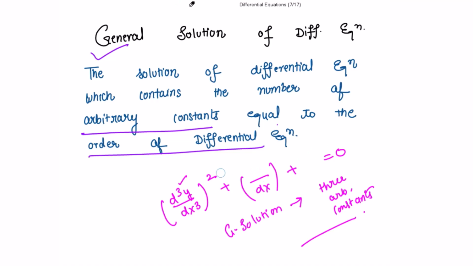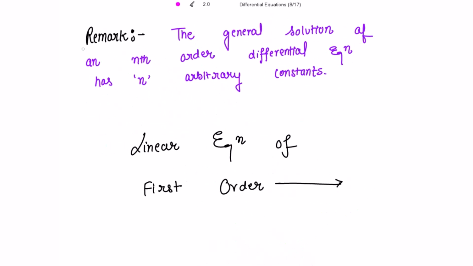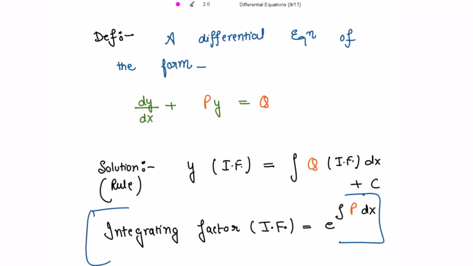So this is the definition for the general solution of the differential equation. Please note this remark. The general solution of an nth order differential equation has n arbitrary constants. So if the differential equation is of order n, then it must have the number of arbitrary constants equal to n. Right? Okay, next is a differential equation of the form dy by dx plus py equal to q. This is the linear equation of first order.